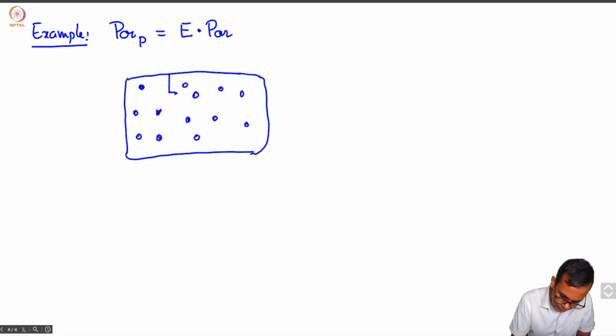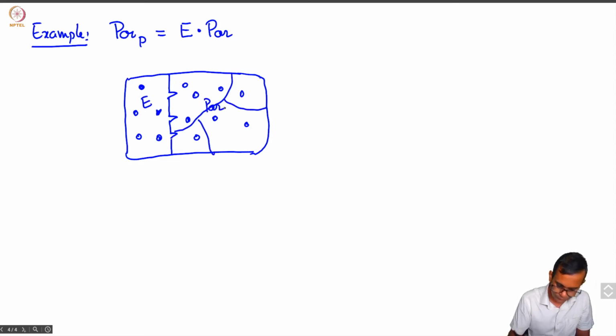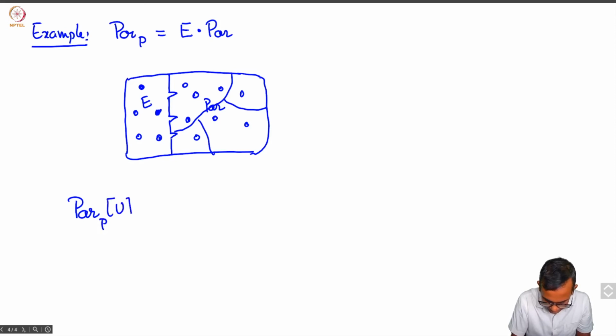You remove a certain subset and put an E structure on it, and on the remaining you put a partition structure. So what it amounts to is that you're taking a subset of your original set U and you're putting a partition on it. So Par P of U is this, partitions on subsets of U.